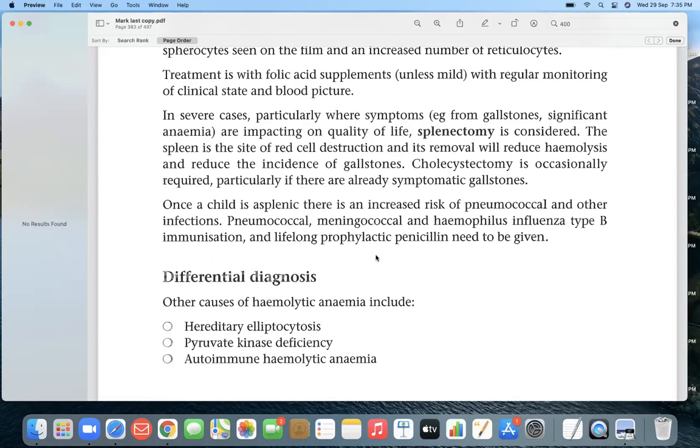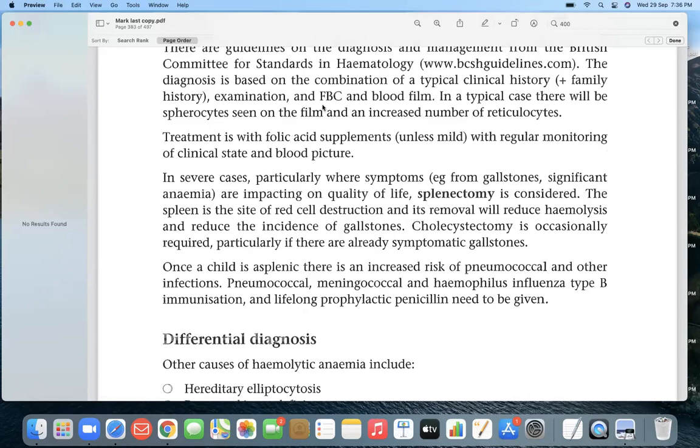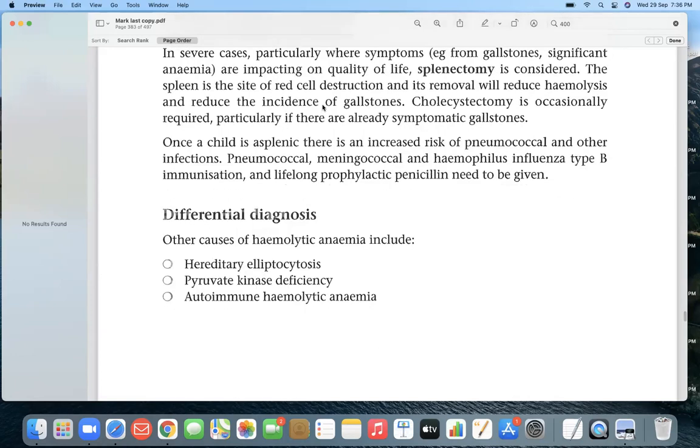Same like the medications in sickle cell, here also there is prophylactic penicillin, that is penicillin V, and folic acid. You will also give folic acid to them, and immunization with pneumococcal. So for differential diagnosis here, he has given hereditary elliptocytosis, autoimmune hemolytic anemia, and pyruvate kinase deficiency.